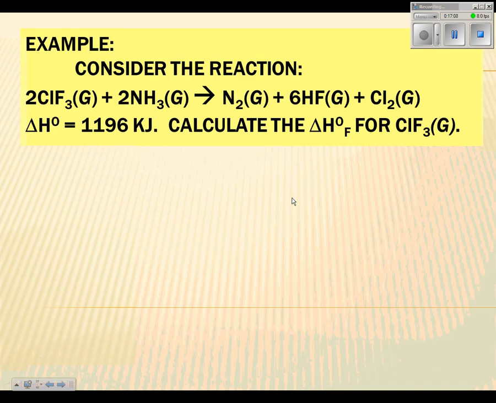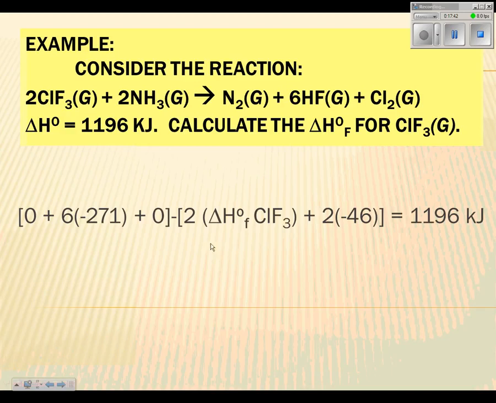Okay, so here's an example. Consider this reaction: ClF3 plus ammonia yields nitrogen, hydrofluoric acid, and chlorine. They tell you that the delta H naught for the reaction is 1196 kilojoules. Calculate delta H for ClF3 as a gas. In this case, you'll have to look these other values up. I'm just going to pretend that they're here, but I'll show you what they are, but you would look them up on the chart. Now, the values for nitrogen, N2, and for chlorine, Cl2, are going to be 0 because that's both of them in their standard states.